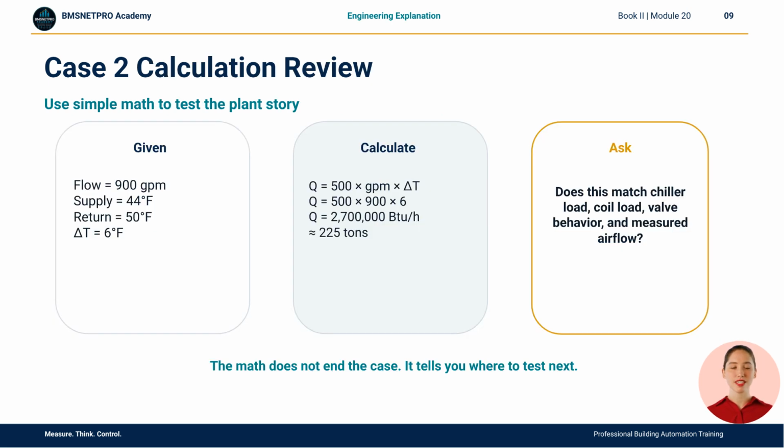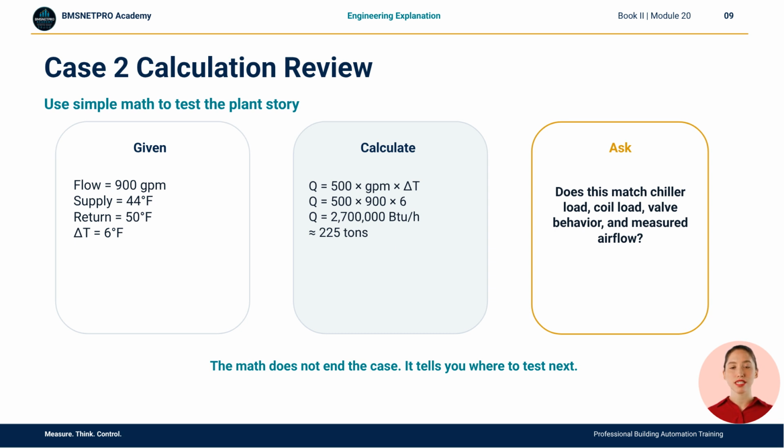Here is a sample calculation. The plant is moving 900 gallons per minute with a chilled water delta T of only 6 degrees. Using the field formula, Q equals 500 times GPM times delta T. That gives about 2.7 million BTU per hour, or roughly 225 tons. Now, the professional question is not simply whether the formula is correct. The question is whether the result matches the rest of the system story.